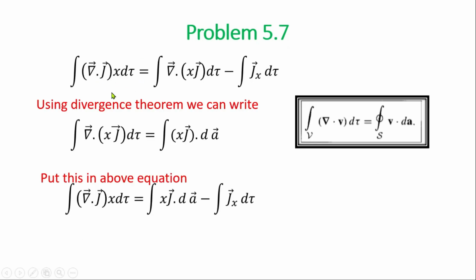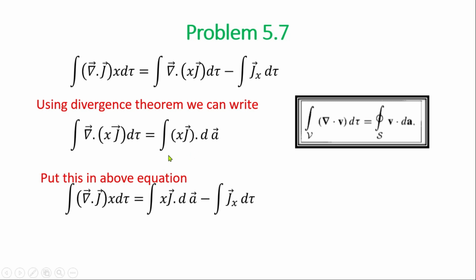And using the divergence theorem we can write... what is the divergence theorem? The divergence theorem is the relation between the volume integral and the surface integral. The integral over the volume of the divergence of v d tau is equal to the closed surface integral of v dot dA. Using this divergence theorem we can write this first term as: the integral of the divergence of x j d tau is equal to the integral of x j dot dA.